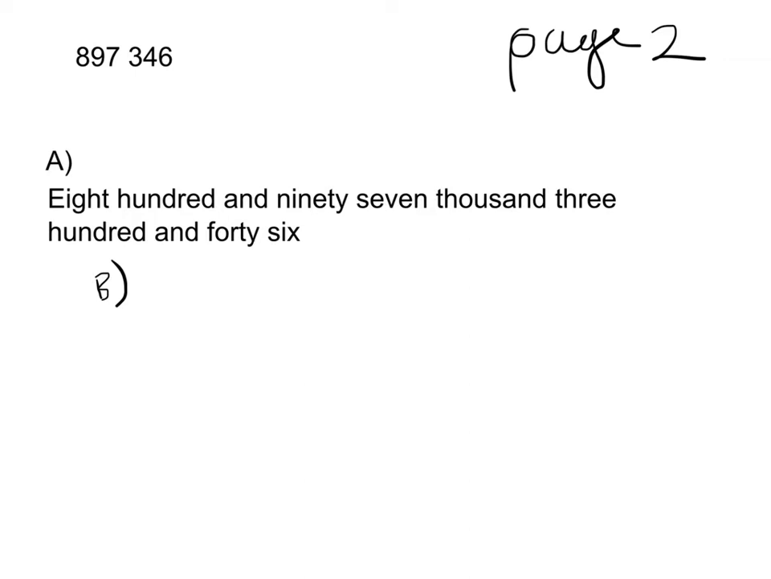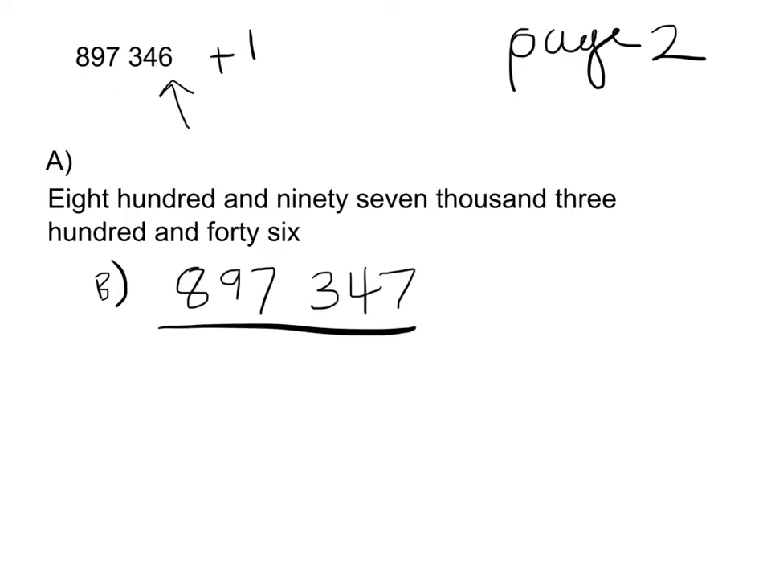Okay, for question B, I want you to write down what is the next number. So what is this number up here plus 1? Write that down in your book. Question B, what is that number up there plus 1? Okay, thanks. Have a go. What is the next number along? Pause me. Okay, and that's the number you should have gotten, 897,347, because you should have just plus 1 here in the ones column, in the units column, just there.